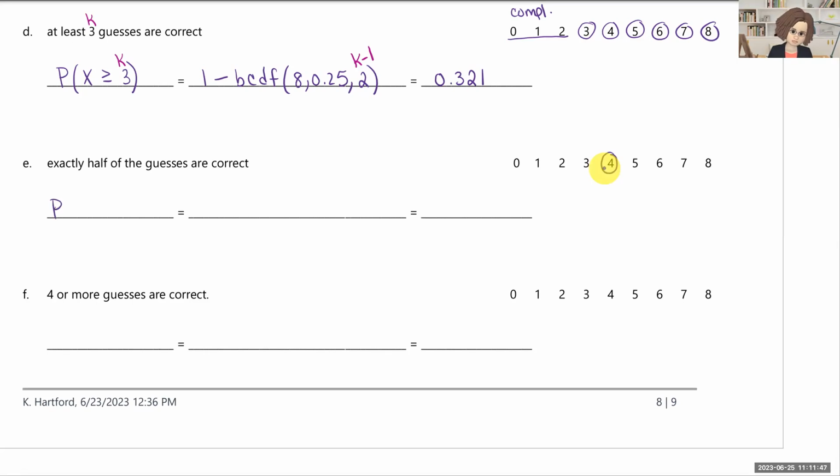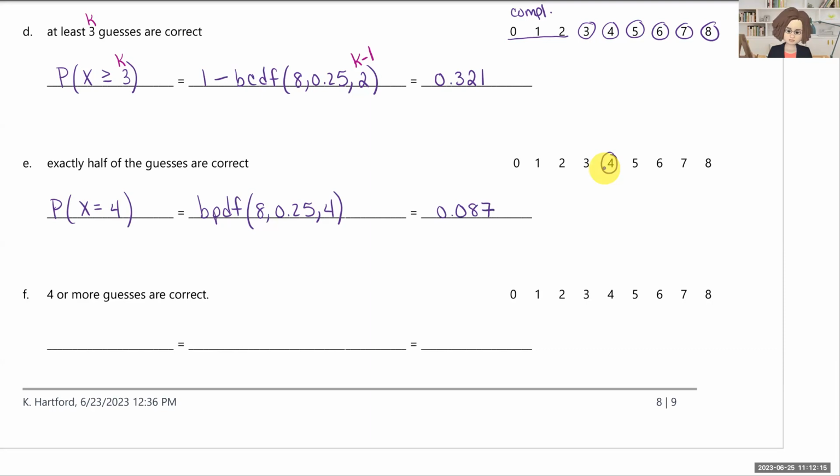So this is our exact case. So X is exactly 4. So this is the only time we do a PDF, is our exact case. And the value for K there is what we put into that third spot. All right, that will be 0.087. Want to check that out.